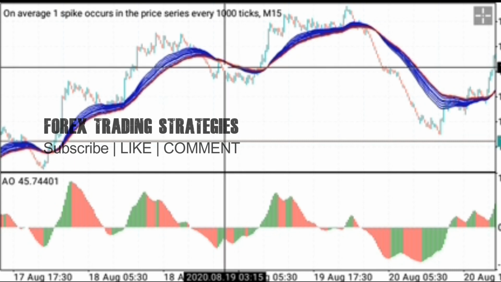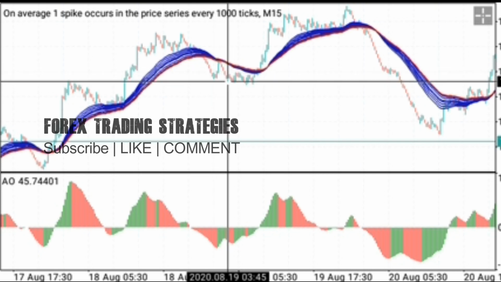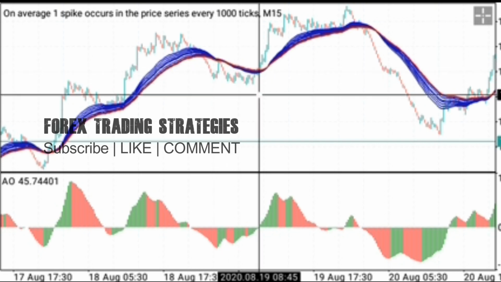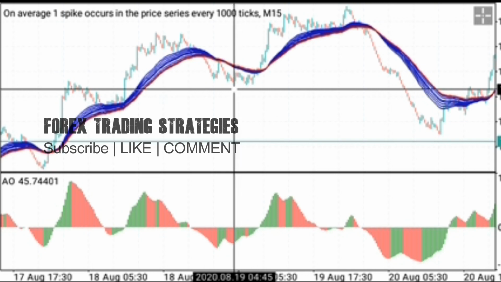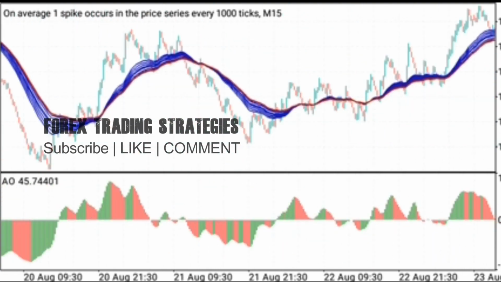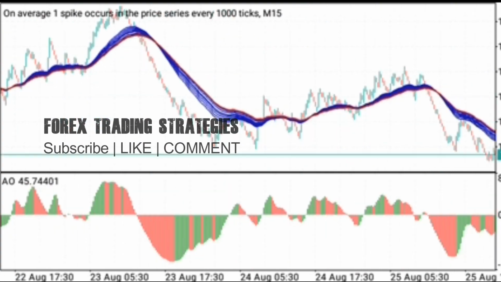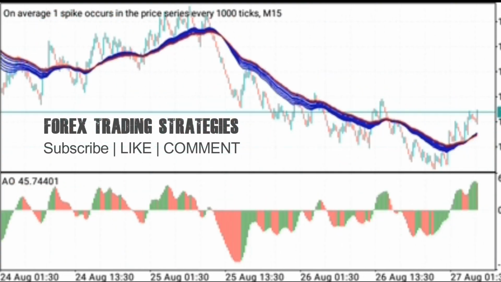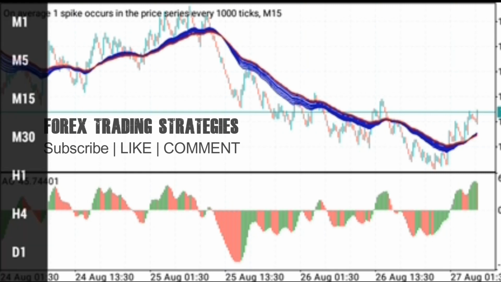So this is a powerful strategy if you know how to apply it. If you practice, if you're not sure how to do it yet, watch this video over and over and practice it on demo. I said the rules are: first rule, you look at what price is doing, how it's reacting to the rainbow indicator.